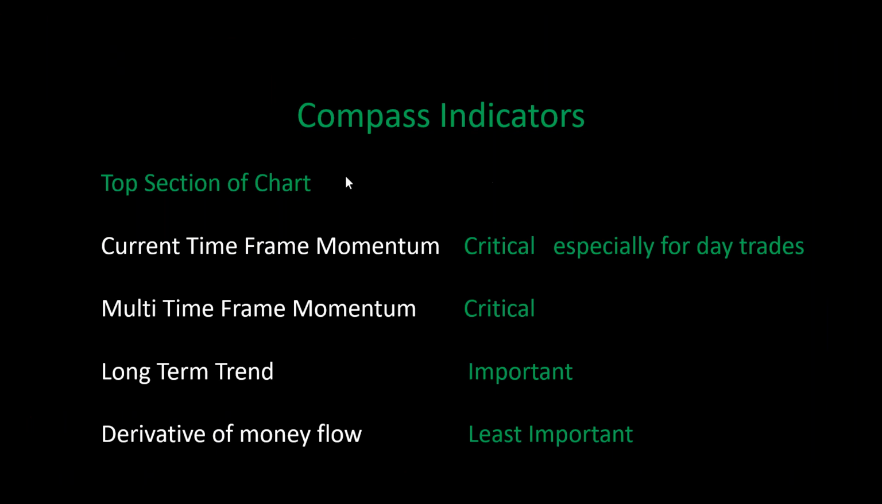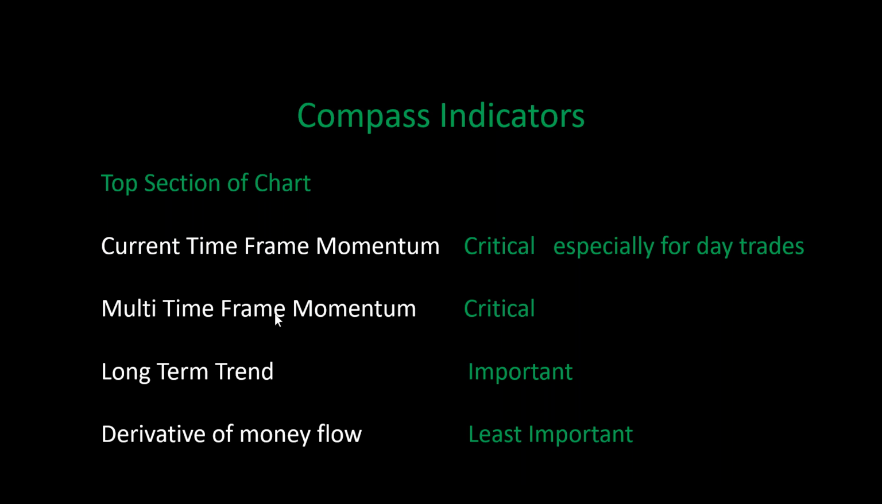So the first thing we're going to look at is the current time frame momentum, which to me is the most critical one. If you're on a 5-minute chart, this is going to be the current time frame momentum on a 5-minute chart. If you're on a daily chart, it's going to be the current time frame momentum on the daily chart.